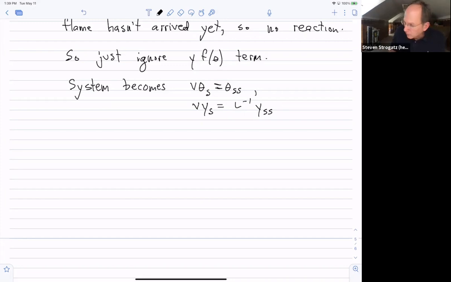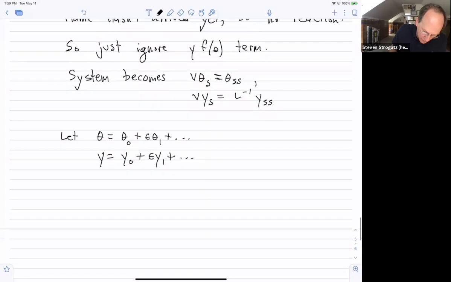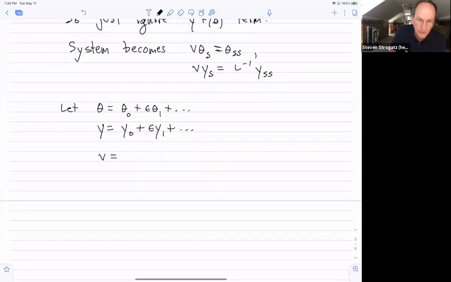You know, if we want, we could think about the whole thing perturbatively. We're not going to really need it. But just for the sake of introducing some notation I'm going to need later, let me let my theta be theta zero plus epsilon theta one plus et cetera. Same thing for Y. And also let me expand this V, the unknown wave speed that I'm interested in, as V zero plus some correction, epsilon V one plus dot, dot, dot. And also I'm going to use prime as a shorthand for d/dS.